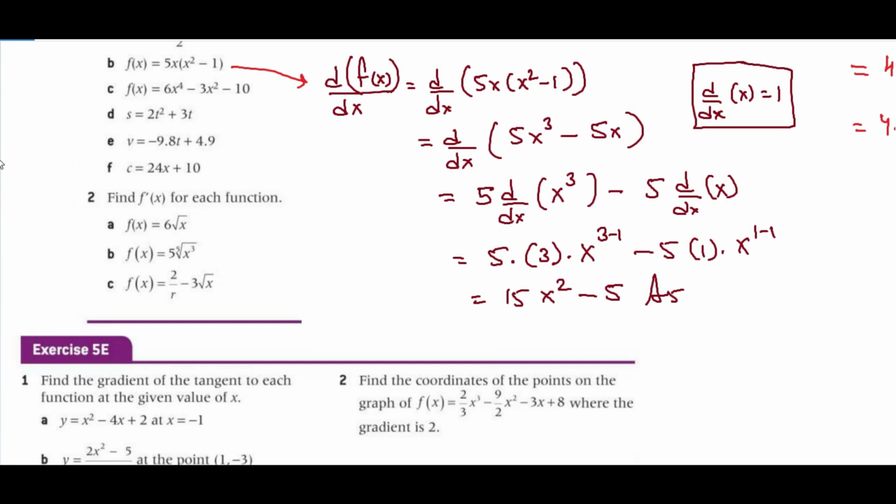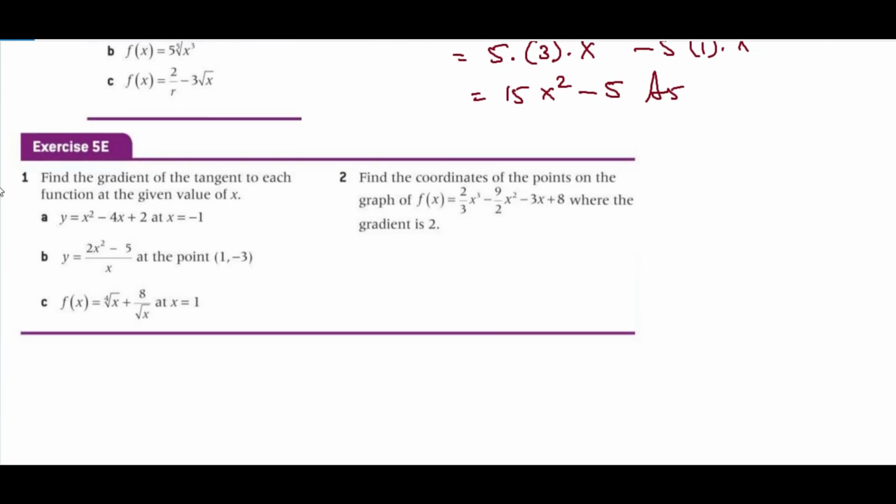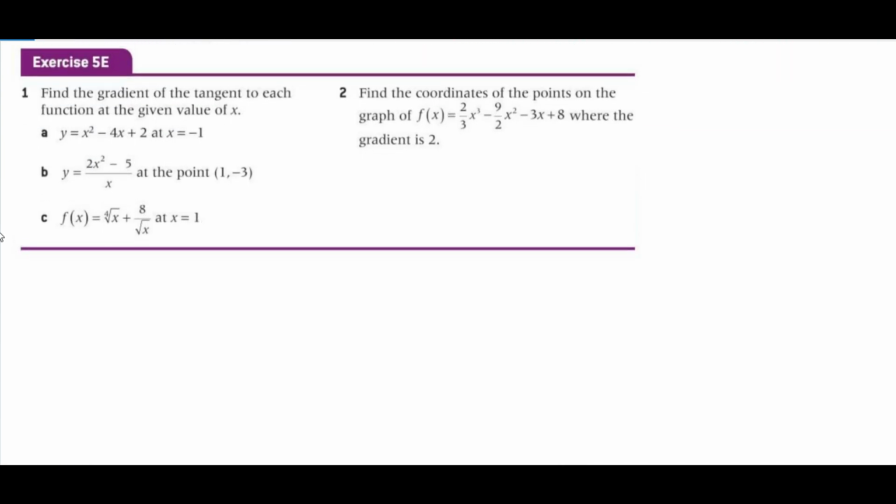And these are all done. F. Find the gradient of the tangent to each function at a given value of x. Now we need to find the gradient of these functions at a point, meaning the value of x is fixed. See, the differentiation is done at a point. So let's solve the first one.